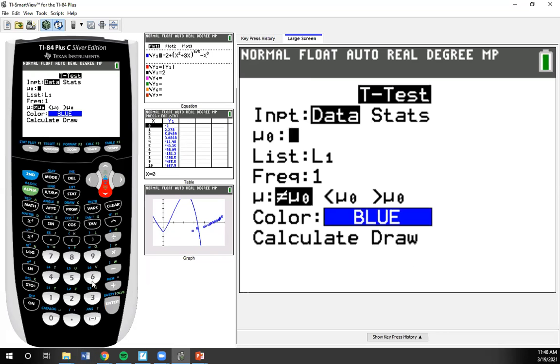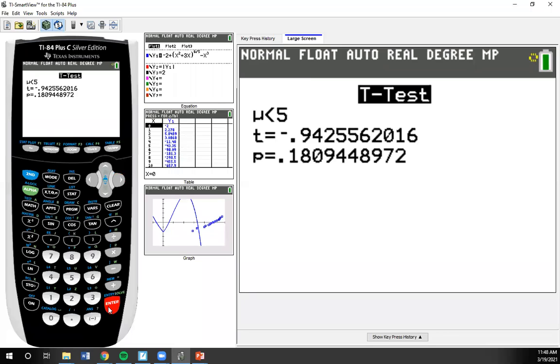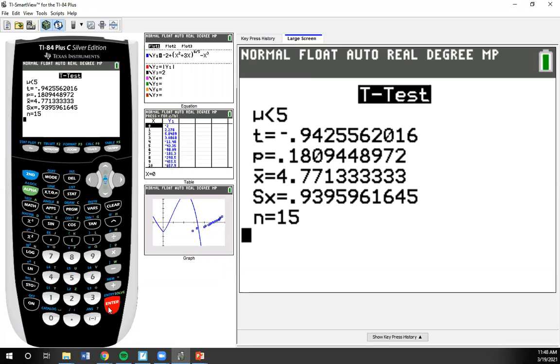So I'm going to tell you that the null hypothesis was that the mean was 5. I'm going to tell you the data's in list 1. I'm going to tell you that the alternative was that the mean was less than 5. And I'm going to ask you to calculate it. There's your t-score. There's your p-value, 0.18, which was greater than the 0.05. There's your mean. There's your standard deviation. And there's your sample size of 15. So degrees of freedom was 15 minus 1, which is 14.